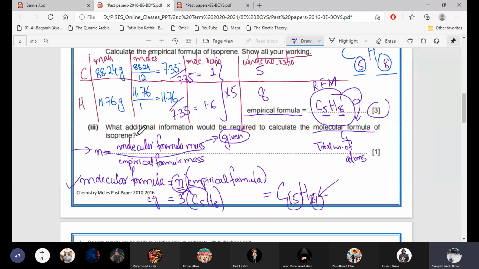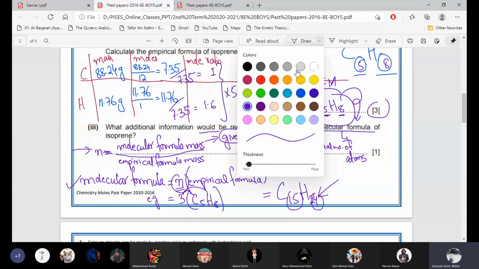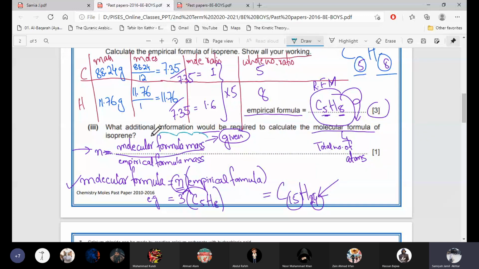So the answer of this question, what additional information would be required to calculate the molecular formula? The information required is molecular formula mass, that it should be given to you. It should be given to us. Molecular formula mass. This is the answer of this question.